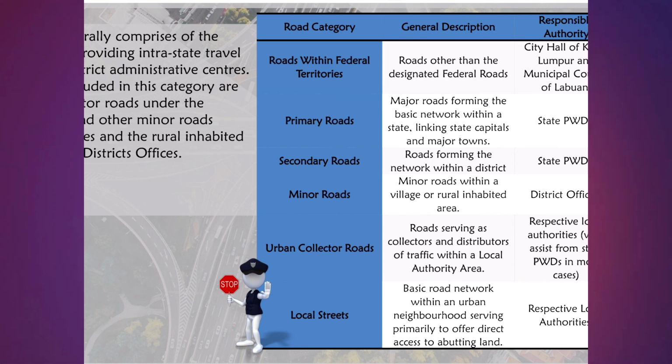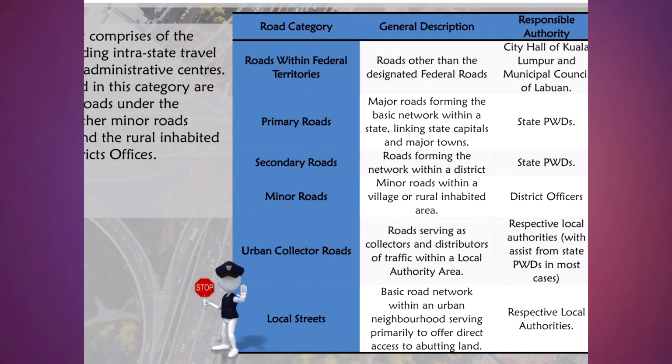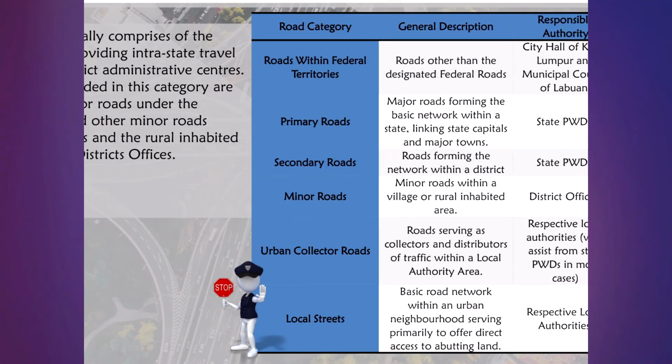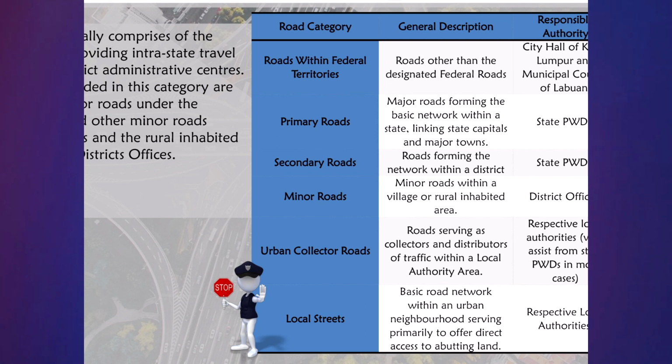So these are the general description for each road and also who is responsible for maintenance of each of these roads. As you can see, it varies between city halls and state public work departments, district officers, and also respective local authorities.